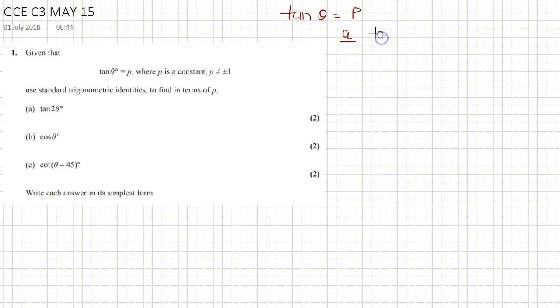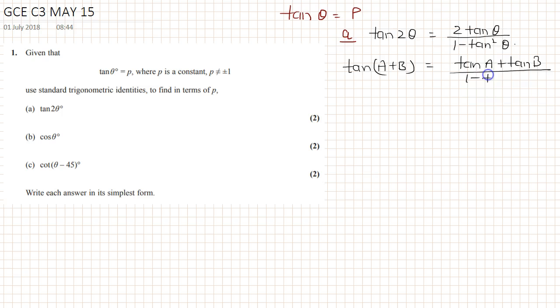So, we know the formula of tan 2 theta is 2 tan theta over 1 minus tan square theta. If you don't know this formula, you must be knowing the formula of tan A plus B. That is equal to tan A plus tan B over 1 minus tan A tan B.